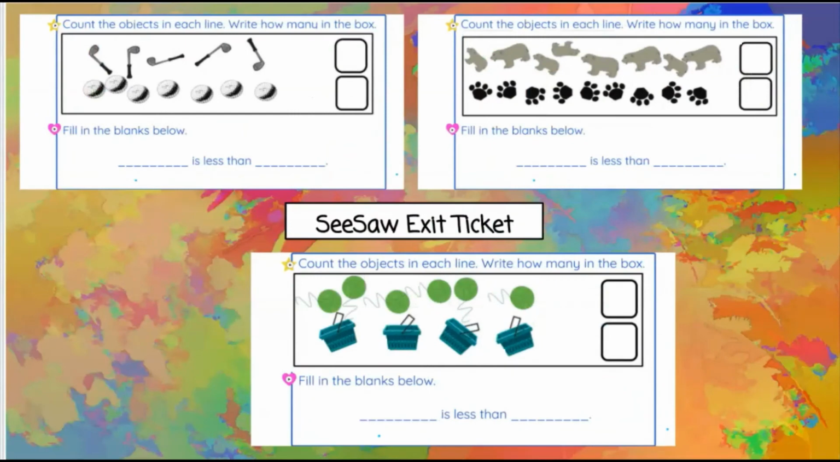Today in Seesaw, you're going to continue this work by counting objects, writing the number, and filling in the blank: blank is less than blank.